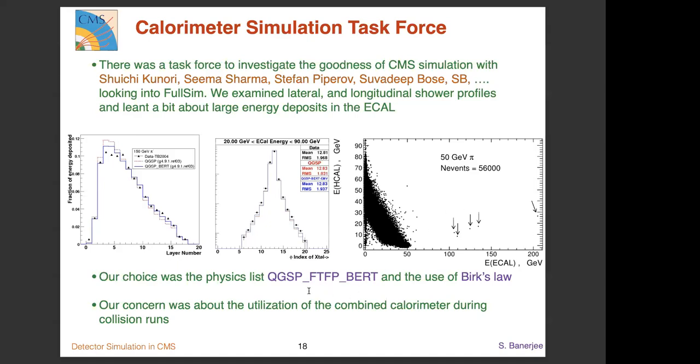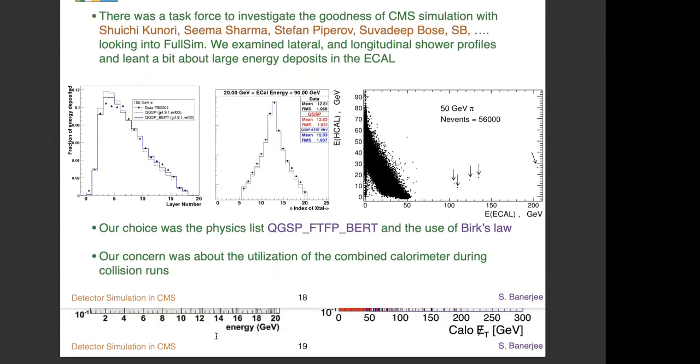So our choice was the physics list QGSP FTFP Bertini, where the LEP part of the QGSP Bertini was changed by the FTFP model, which was becoming available at that time, and the use of Birks' law. And as mentioned, we had a real tough time in convincing the ECAL guys that Birks' law is required, because ECAL is not just calorimetry for electrons and photons. ECAL is also used for energy measurements of hadrons, and unless you have Birks' law, you cannot really describe the energy deposited by hadrons. So if you measure the energy of the jets, Birks' law is important. And we are concerned about this. But this was again ignored by the ECAL guys at that time.